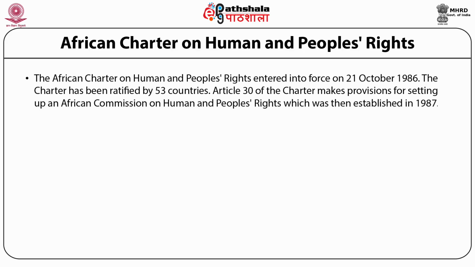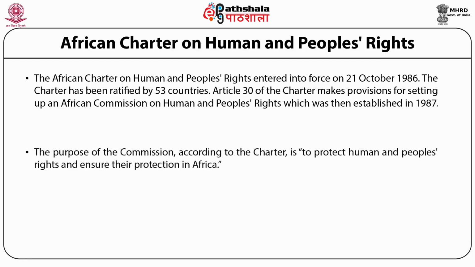Article 30 of the charter makes provisions for setting up an African Commission on Human and People's Rights. This African Commission on Human and People's Rights was established in 1987. So you have the charter and you have the commission. The purpose of the commission, according to the charter, is to protect human and people's rights and ensure their protection in Africa. Those of you who are familiar with international law will know that the means of enforcement is always problematic. Essentially, you need a body to enforce it.